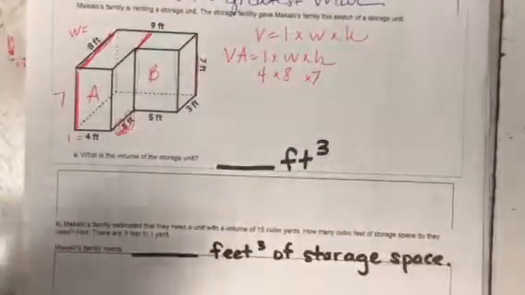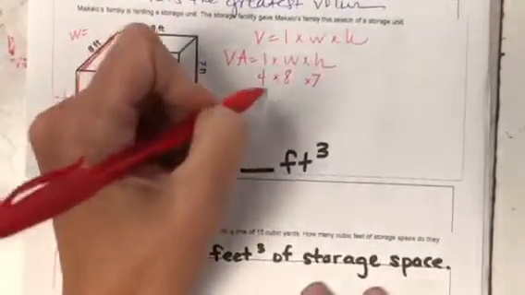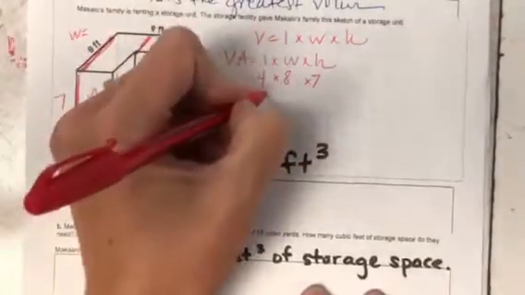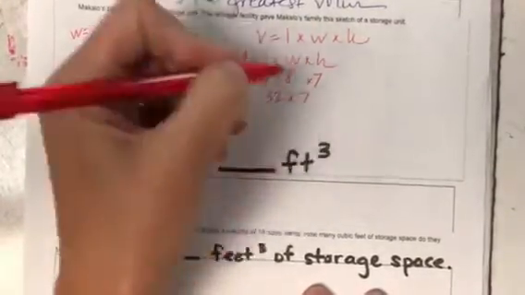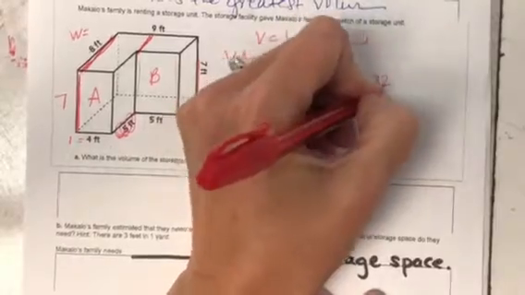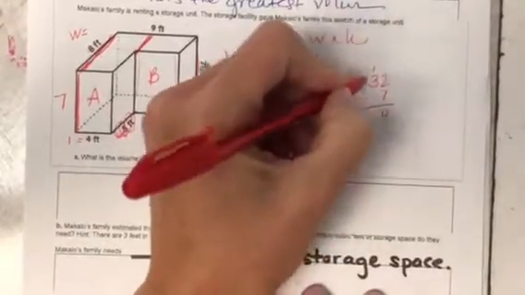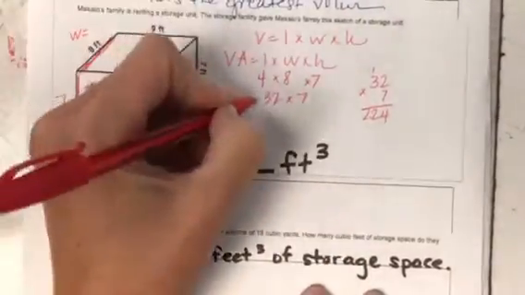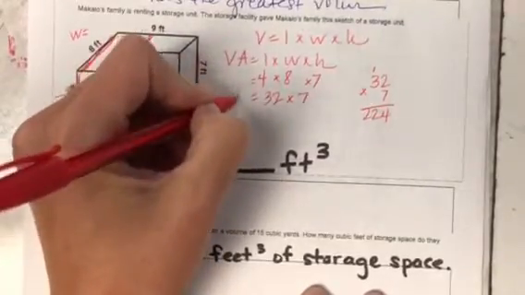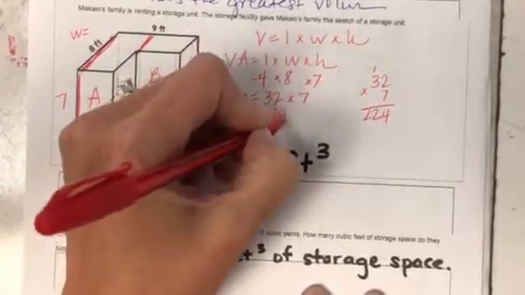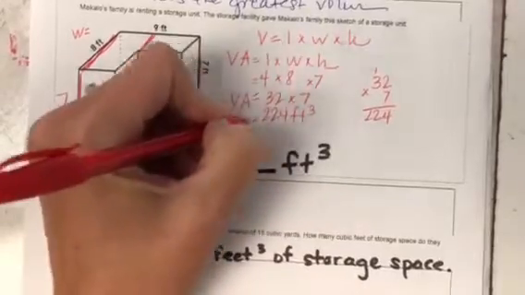And you can do this in any order that you want to, that's fine. So if I do 4 times 8 is 32, 32 times 7, everyone has learned traditional multiplication. It's 224. So the volume of A is 224 feet cubed, cubic feet.